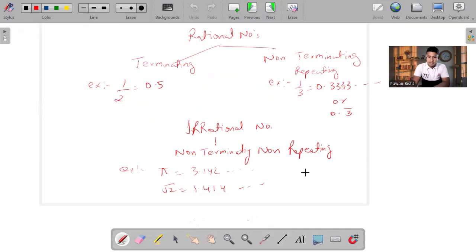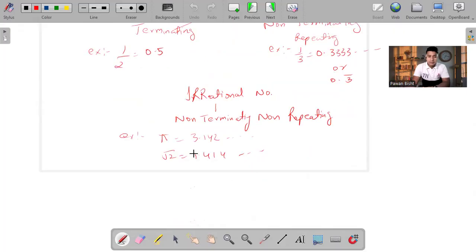If we talk about irrational numbers, their decimal expansions are non-terminating and non-repeating. For example, pi is 3.142 and keeps on going. If you keep on dividing, you will not get any further number which is repeating. So that's why it is an irrational number. Same, if I find the square root of 2, I get 1.414 and so on. It will keep on coming. It will not end. So that's why this is non-terminating and non-repeating, and they are irrational numbers.